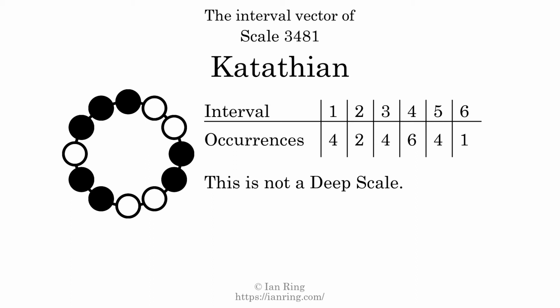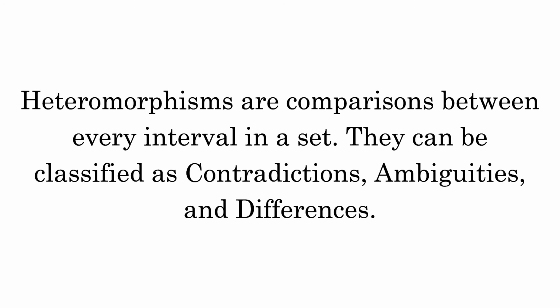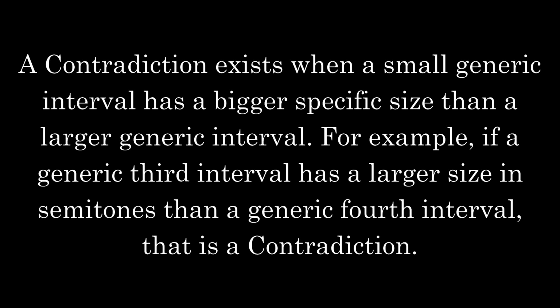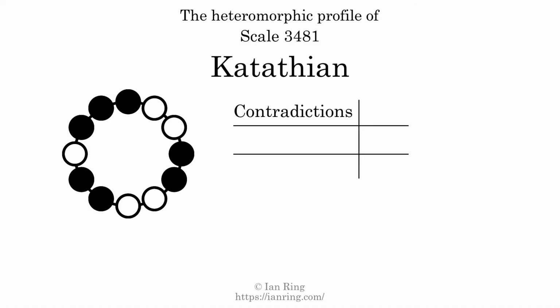a deep scale. Heteromorphisms are comparisons between every interval in a set. They can be classified as contradictions, ambiguities, and differences. A contradiction exists when a small generic interval has a bigger specific size than a larger generic interval. For example, if a generic third interval has a larger size in semitones than a generic fourth interval, that is a contradiction. The number of contradictions in this scale is 7.